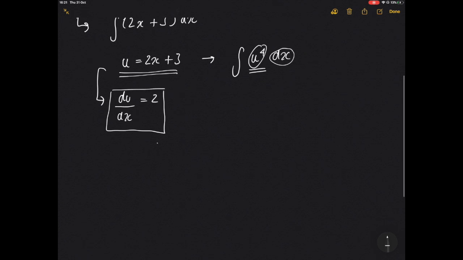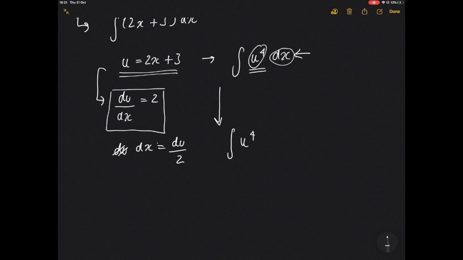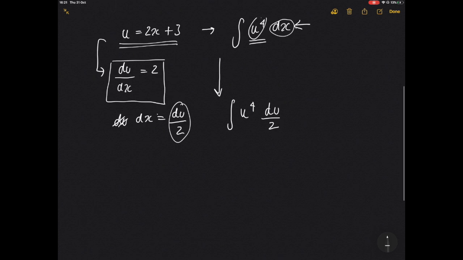This is quite neat now, because we want to have a du here and not a dx. So we can say dx has to equal du divided by 2. Great. So we now have a way in which we can get du back into this equation. So our integral of u to the power 4 dx, we can sub in dx, which is du over 2, and pull this out to say a half times the integral of u to the power 4 du.